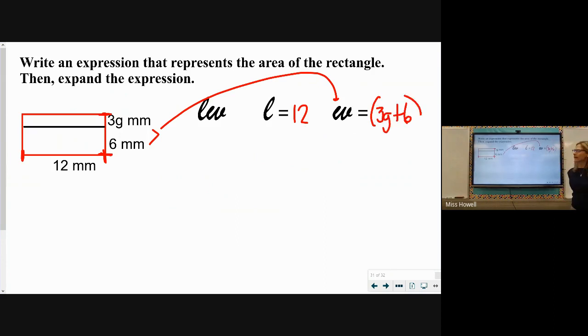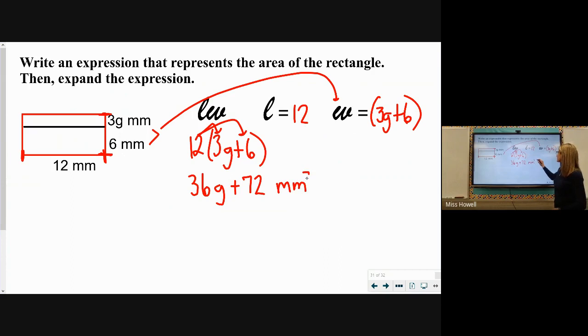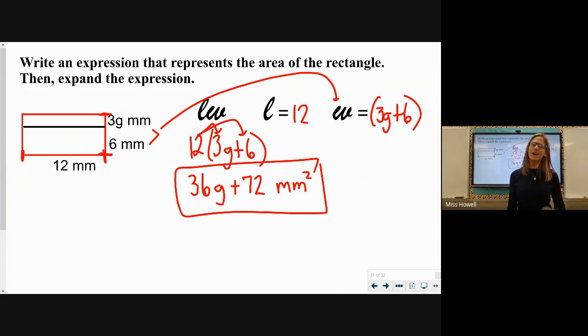All right, L and W out. 12 times our 3G plus 6 goes in its place. Expand to get the simplified format. Don't forget your labels, in this case square millimeters, in this case 36G. And then 12 times a 6 here would give us our second thing of positive 72. And again, square millimeters. The final simplified expression to represent the area of our rectangle.